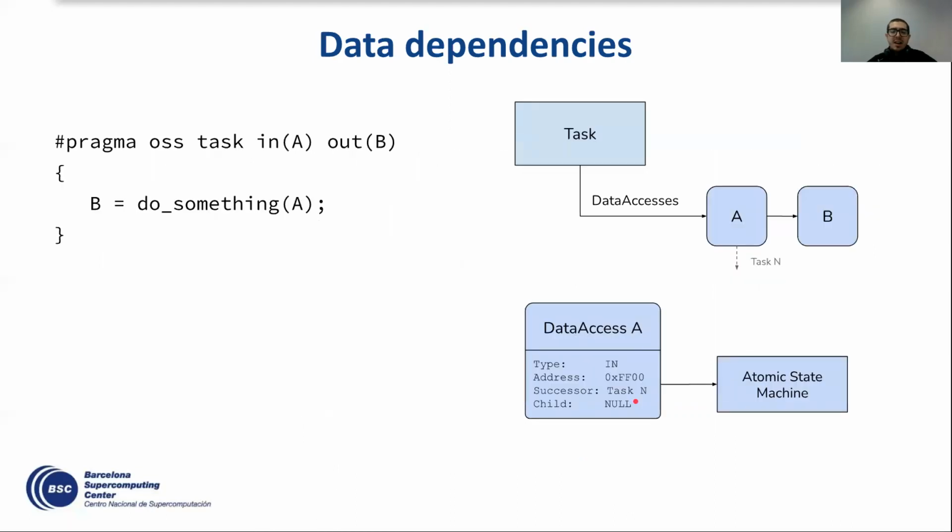When we declare a task with n dependencies, we create inside of the task structure a data access array, in which we store all of the declared dependencies. For example, here we create a dependency to A and B, and thus in the task, we have an array that contains A and B. Its data access has the following fields: the type of the access, the memory location it refers to, and the successor and child pointers.